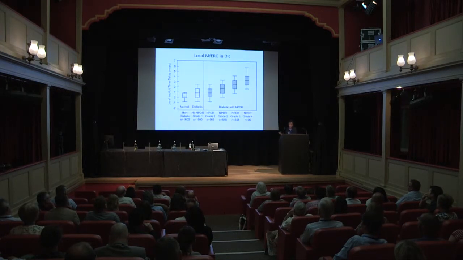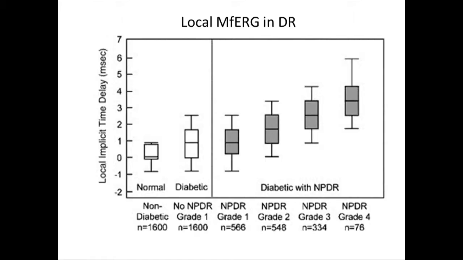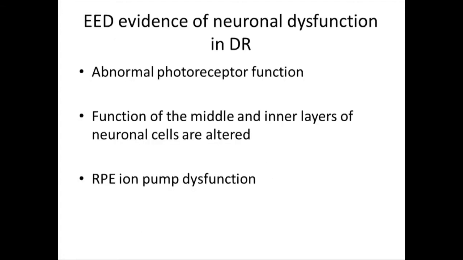This is yet another example, of multifocal ERG in diabetic retinopathy. Multifocal ERG shows macular function test in diabetics. And you will see that compared to a non-diabetic here, patients with no diabetic retinopathy already have a lengthened implicit time, and that goes on with severity of diabetic retinopathy. So I've shown you enough evidence that there is neuronal dysfunction in diabetic retinopathy.